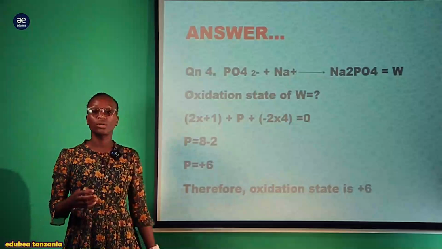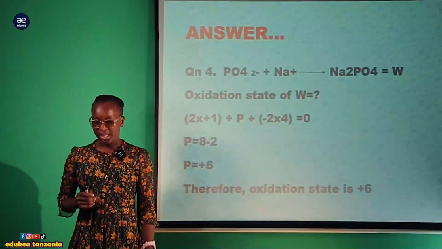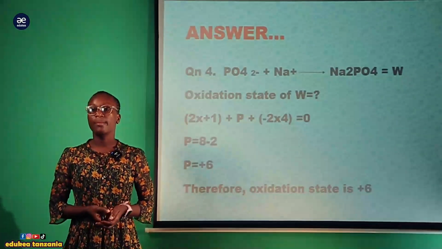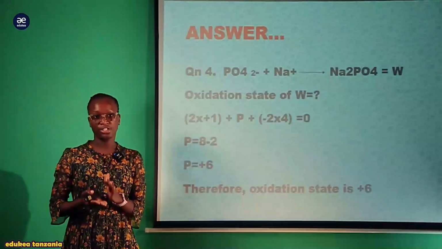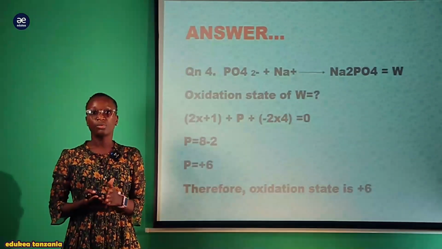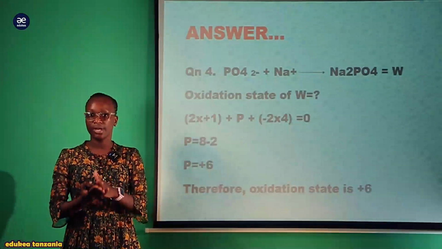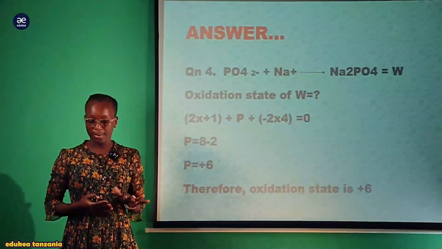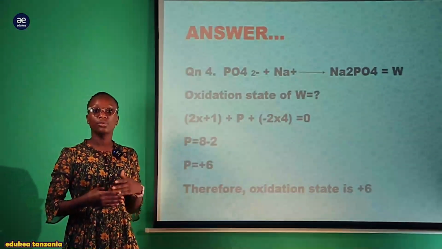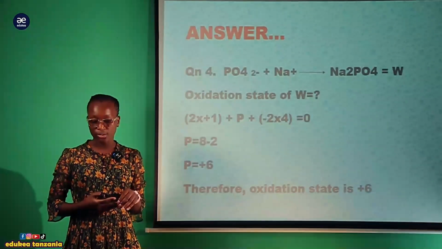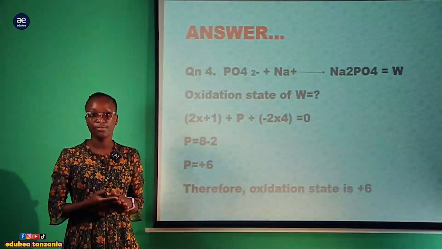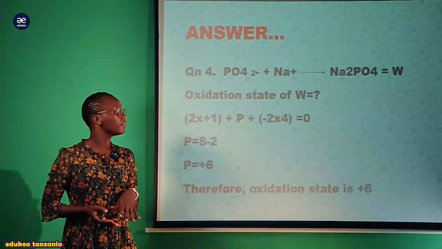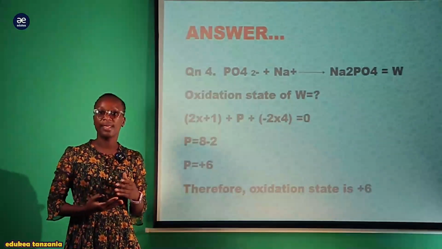But the question number 4 now, mwanafunzi alifanya reaction ya kufanya combination between the phosphate ion and the sodium ion, na baada pale akapata compound W. So you were required to find the oxidation state of phosphorus kwenye hiyo compound. Vile vile ulitakiwa uname the IUPAC name of the compound W.